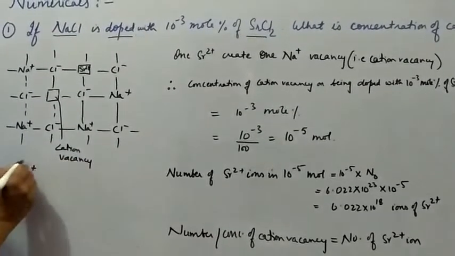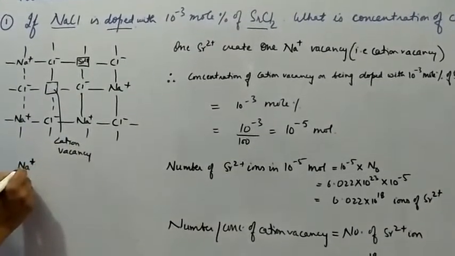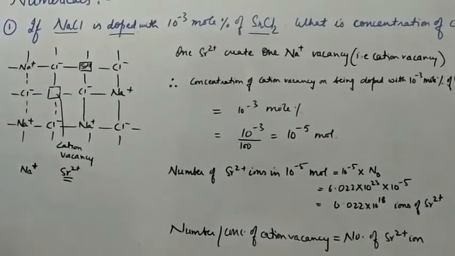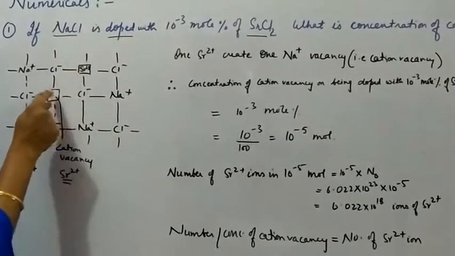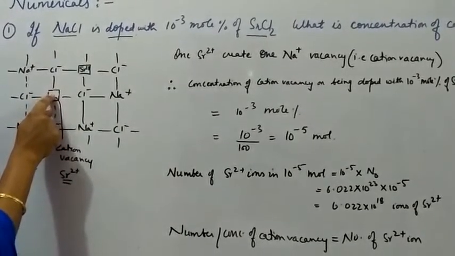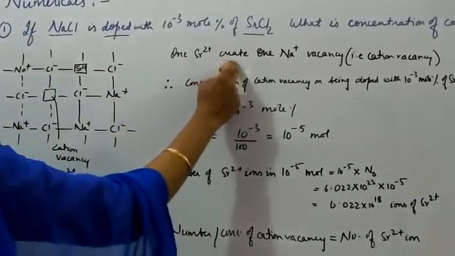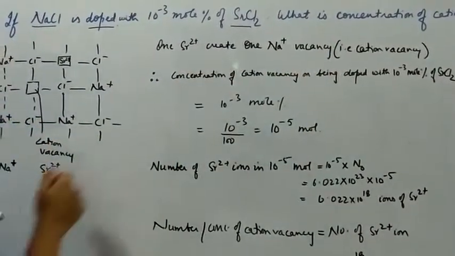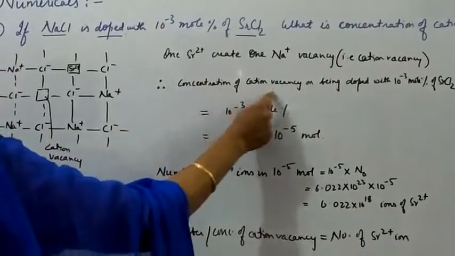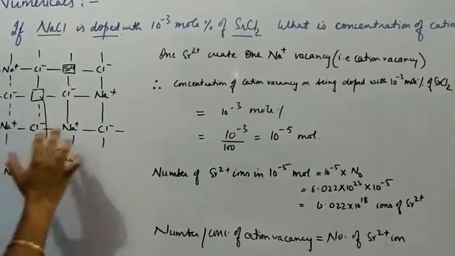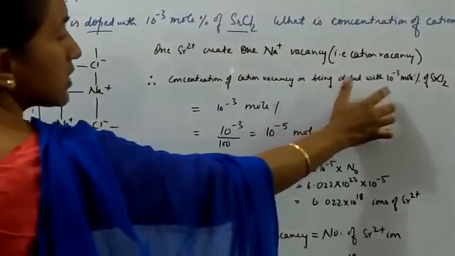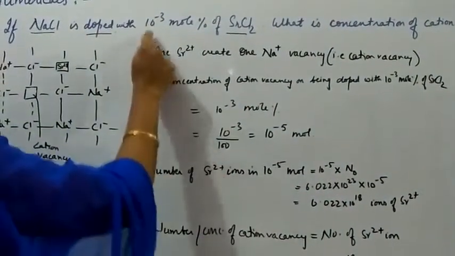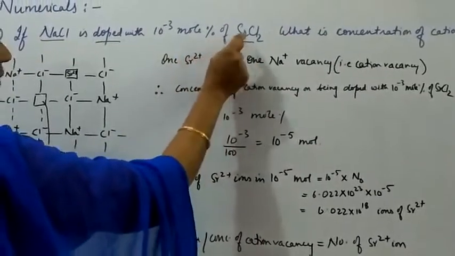Because the sodium has got unit positive charge and strontium has got 2 units of positive charge, right? So that means one strontium ion creates one cationic vacancy. Now this is the same here, one strontium ion will create one sodium ion vacancy, that is the cationic vacancy. And that means the concentration of cationic vacancy, how many cation vacancies are formed when doped with 10 raised to power minus 3 mole percentage of strontium chloride, will be equal to the concentration of the strontium chloride.